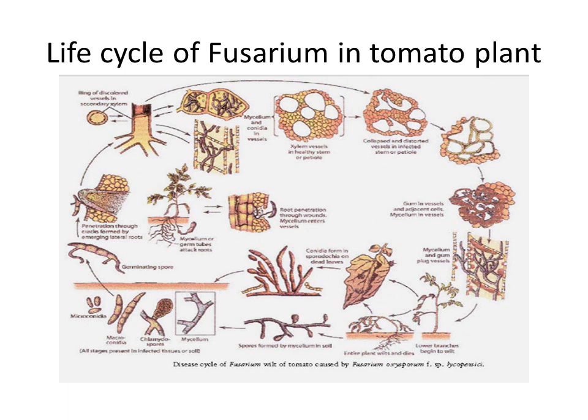Now, let us study the life cycle of Fusarium in the tomato plant. As I was mentioning before, Fusarium is a soil-borne organism which you could find in the soil. Kindly observe this life cycle, where at the lower side of this slide you could see the formation of the macroconidia, microconidia, chlamydospores, etc.